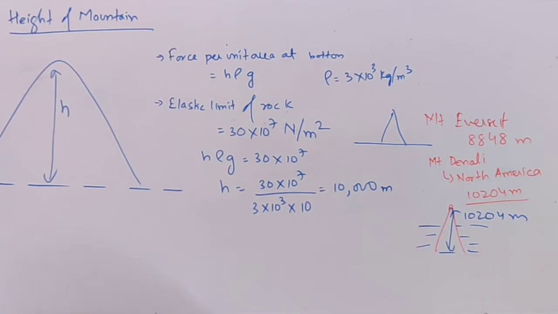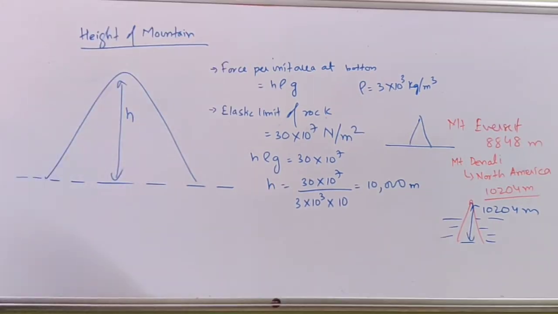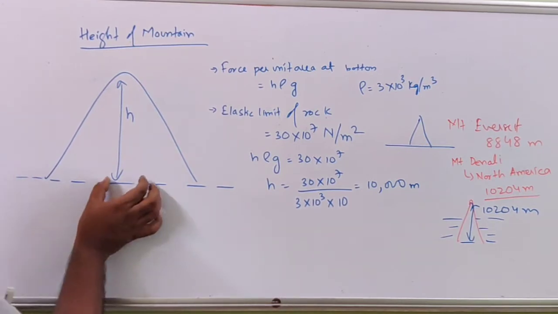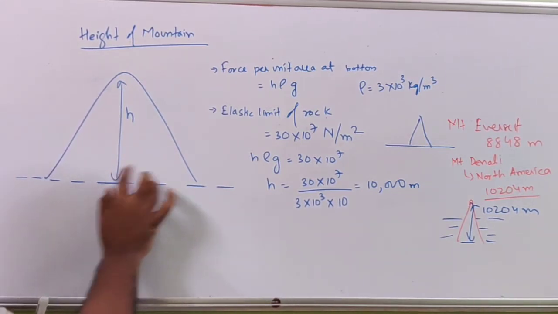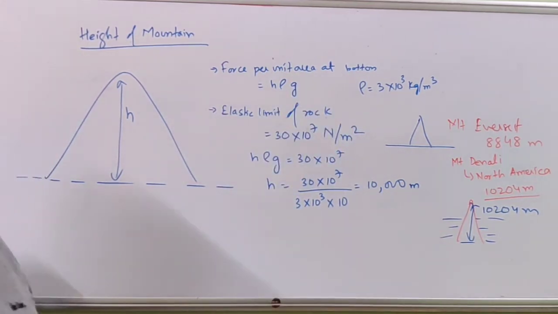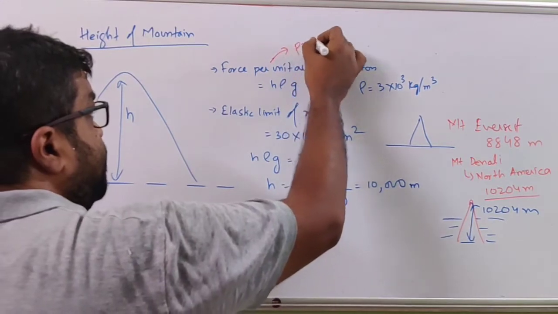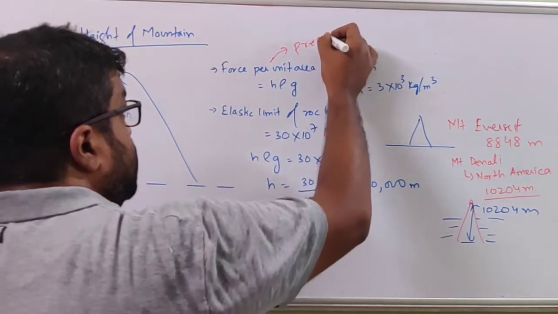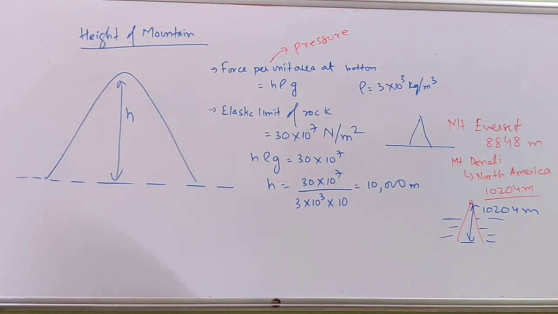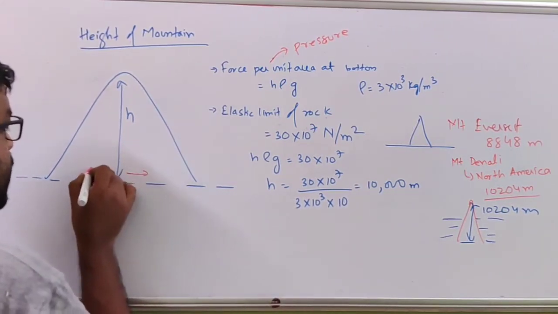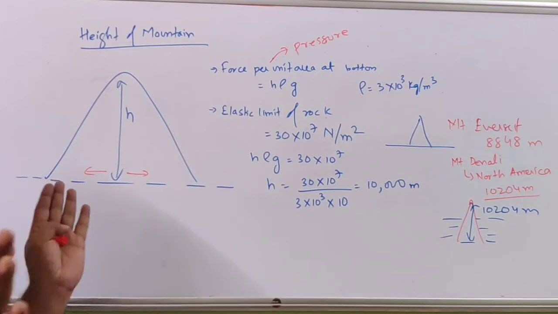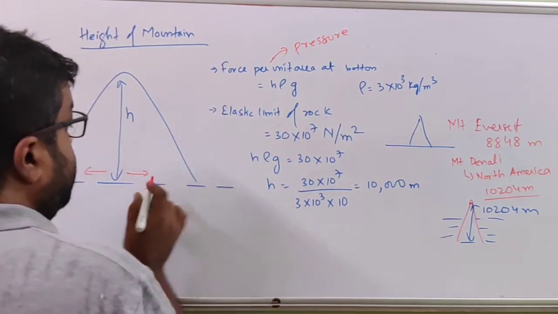Now the discussion point is what can be the maximum height of a mountain. Suppose this is the structure of the mountain, of height h. So the force per unit area at the bottom will be h rho g. Now force per unit area is just like pressure. So obviously this pressure will act in all directions, so it will act sideways also.